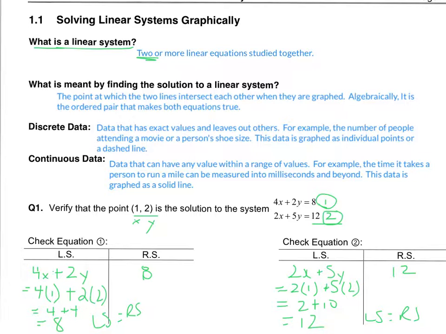So therefore we know that 1, 2 will be the point of intersection. It's where these two lines are actually going to cross each other, because when you graph them, they both will cross through that single point, wherever it happens to be. You could pull out your Desmos and double check that. So 1, 2 is the solution to the system.